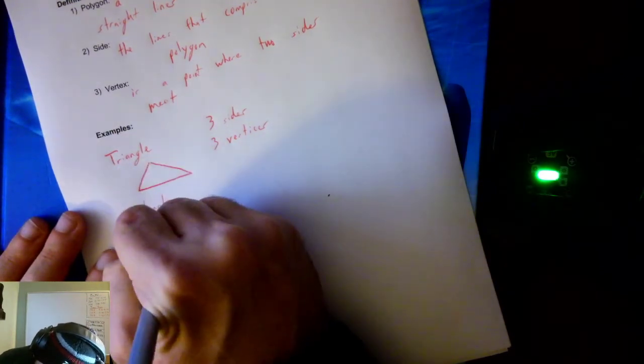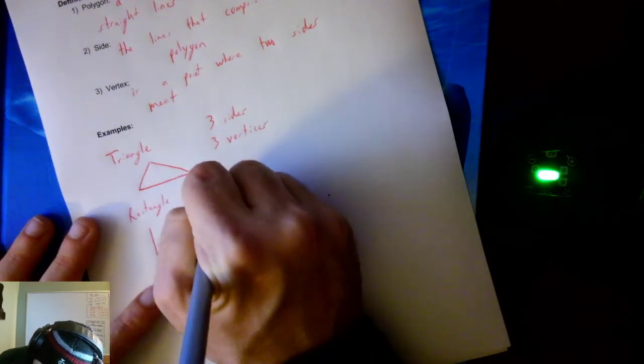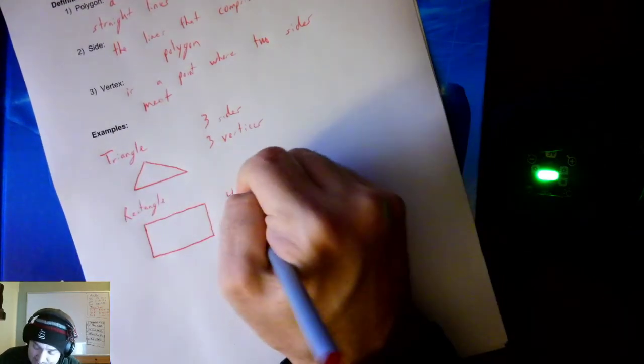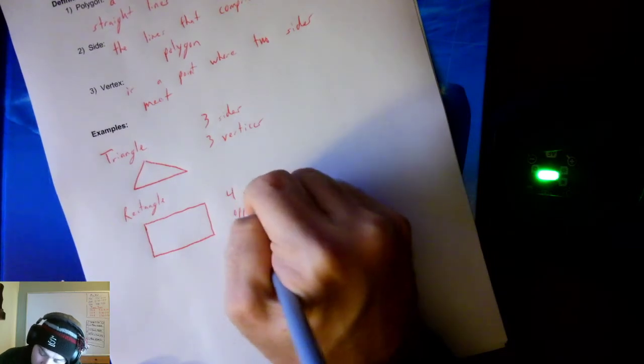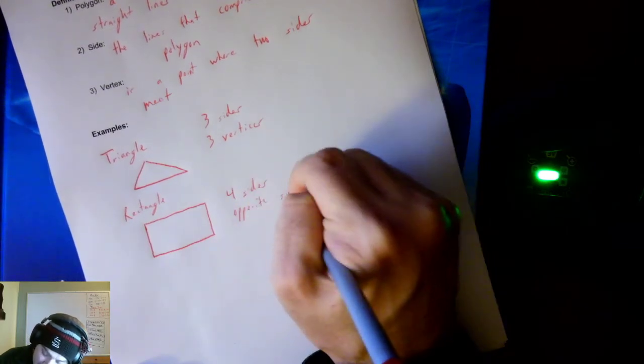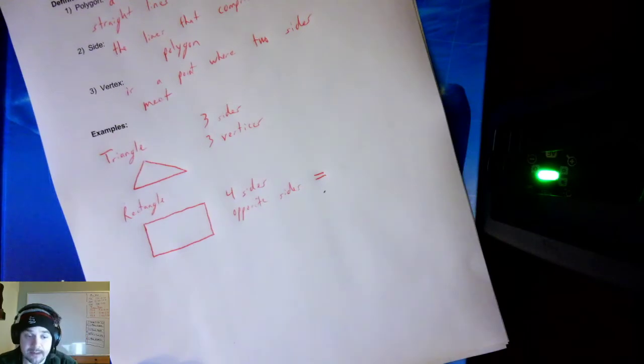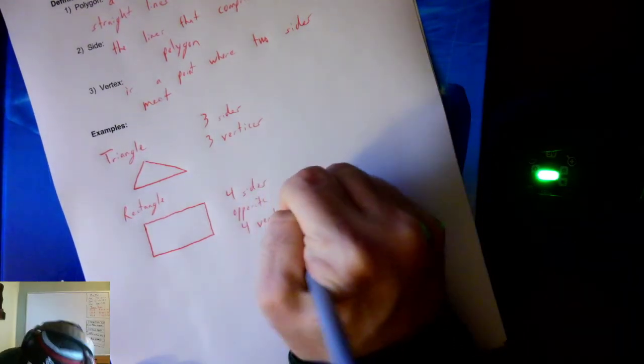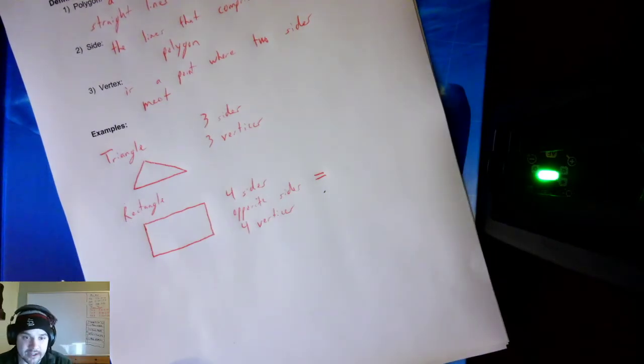Now rectangles, we know they have 90-degree angles for all their sides. And opposite sides are the same length, right? For rectangles, they have 4 sides. And we know opposite sides are equal. Opposite sides equal. I abbreviated there. And they have 4 vertices, right? We know some polygons already.